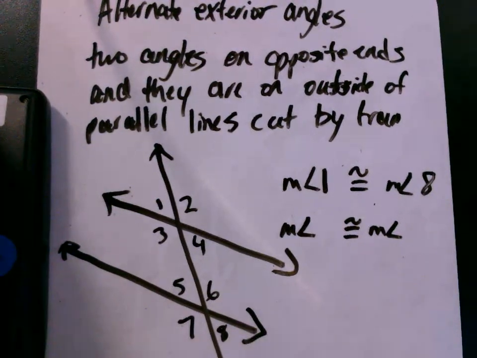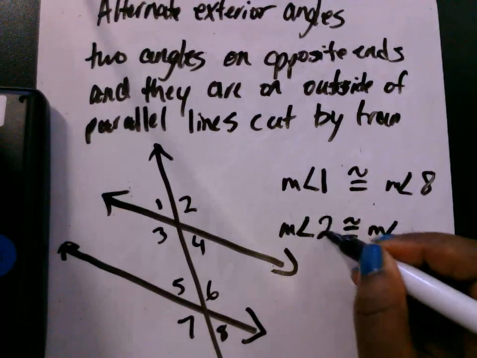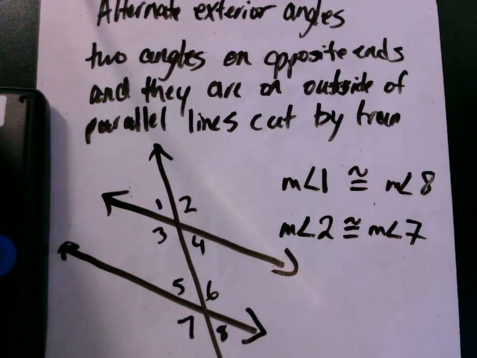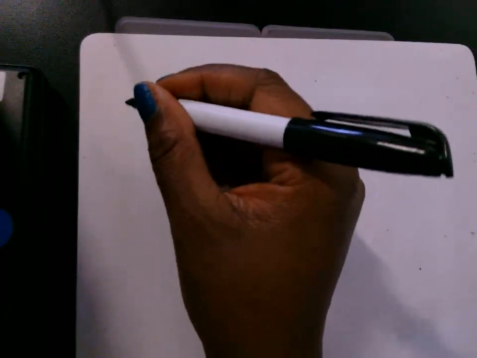Give me another one. Yes, Isaac. 2 and 7. 2 and 7 are alternate exterior angles. My apologies. 1 and 8 and 2 and 7. Got it? All right. Now I'm getting ready to see if you can come up with measurements. We're going to draw two parallel lines.